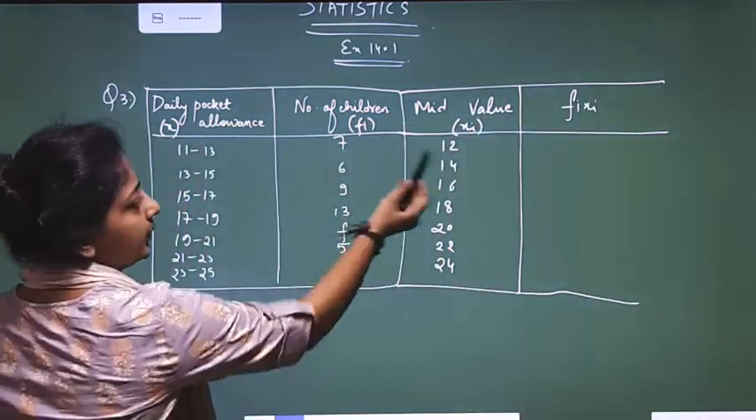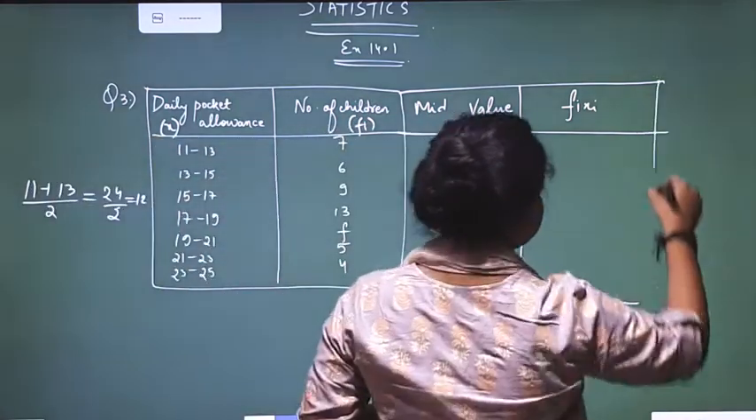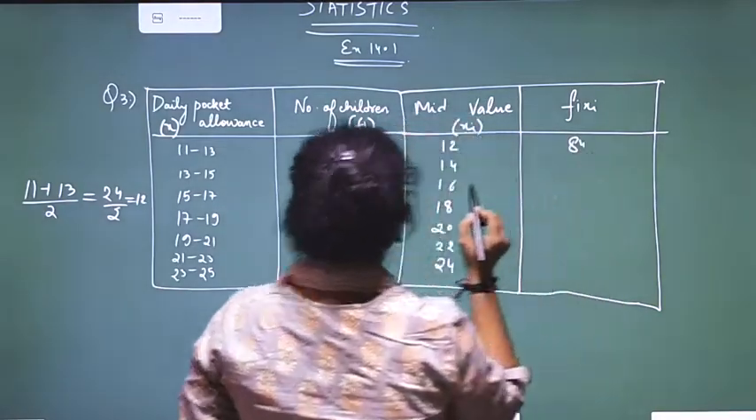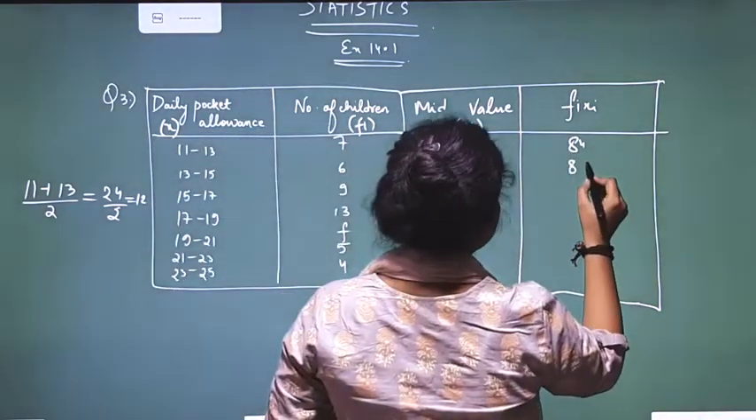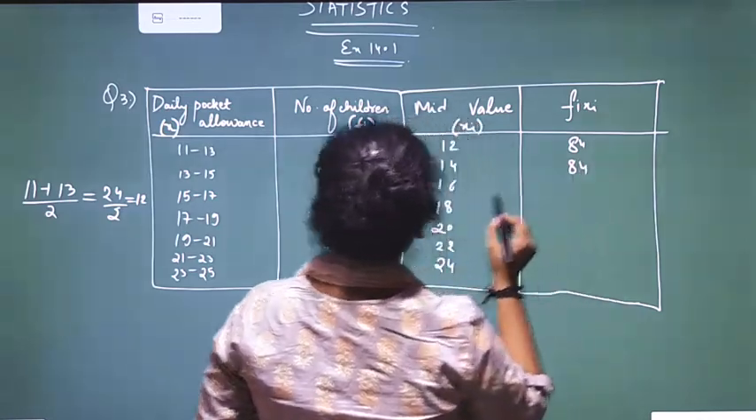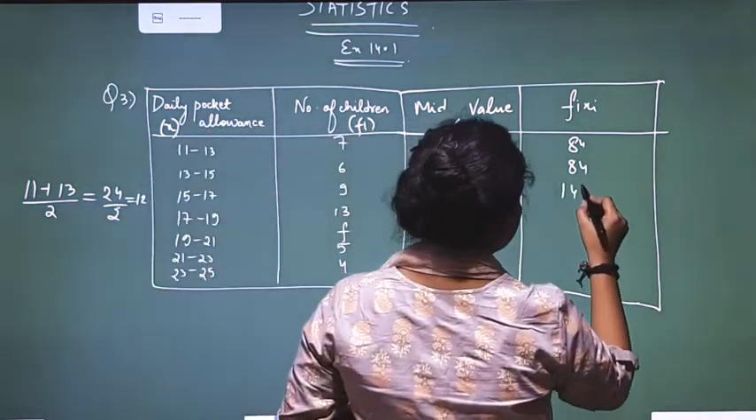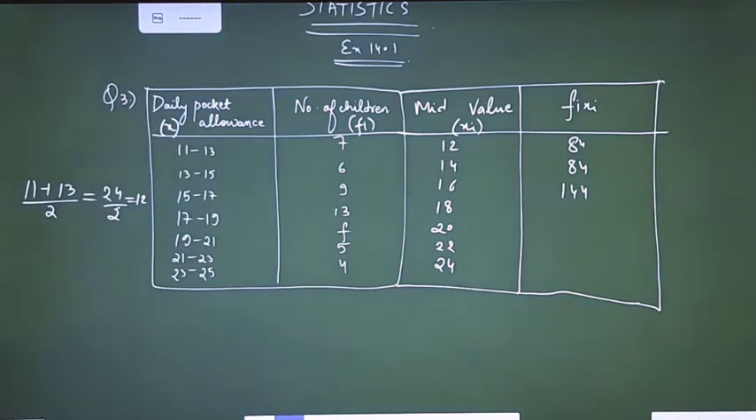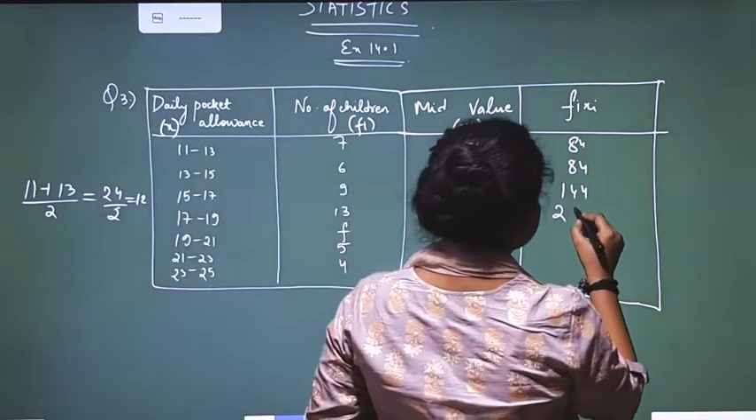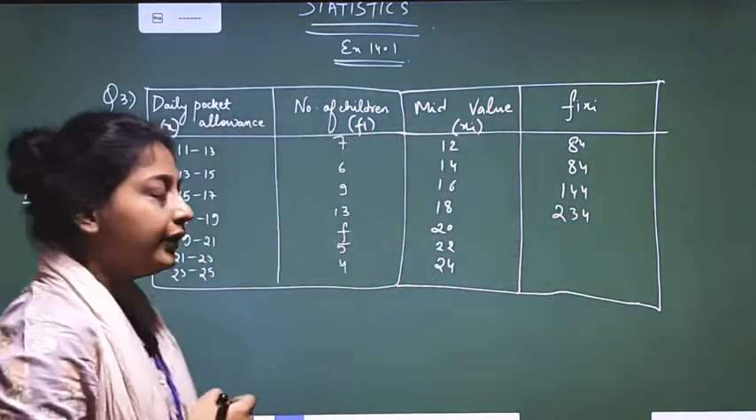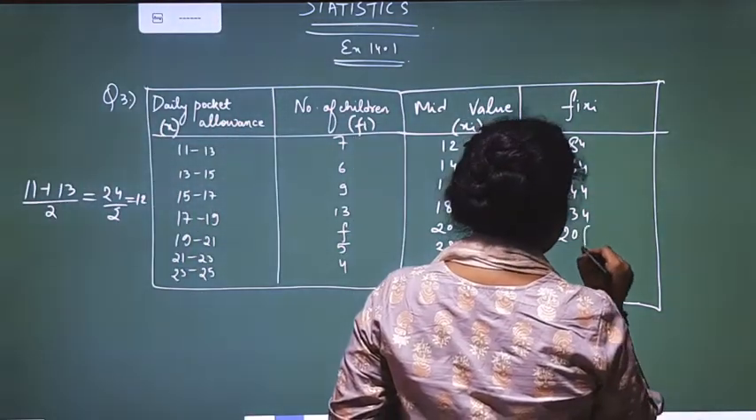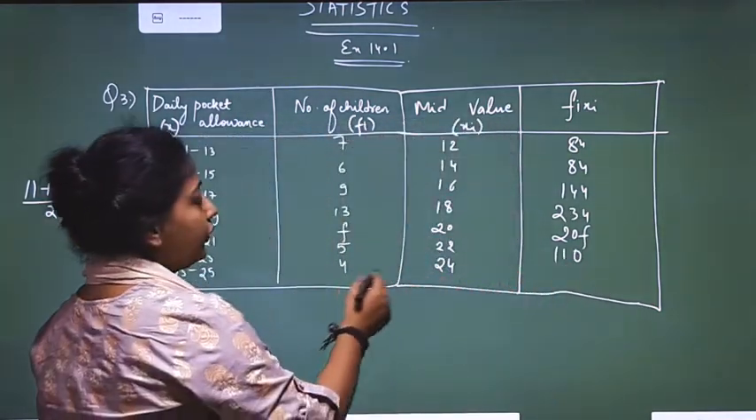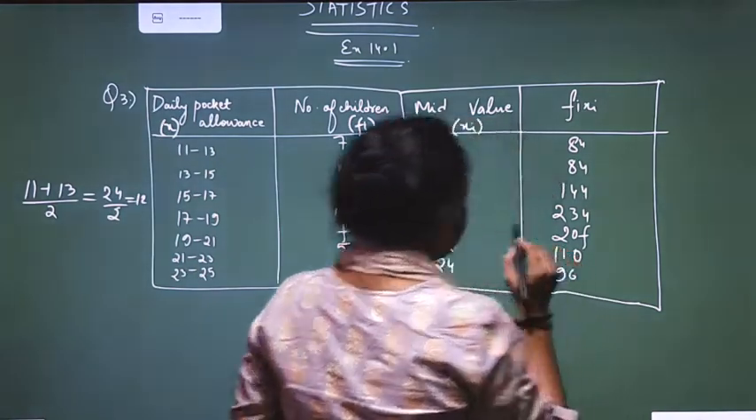This means we have to multiply both of these values. 7 into 12 is 84. 14 into 6 is again 84. 16 into 9 is 144. When we multiply 18 and 13, we get 234. Then f into 20, we have 20f. 5 into 22, we have 110. 4 into 24, we have 96.